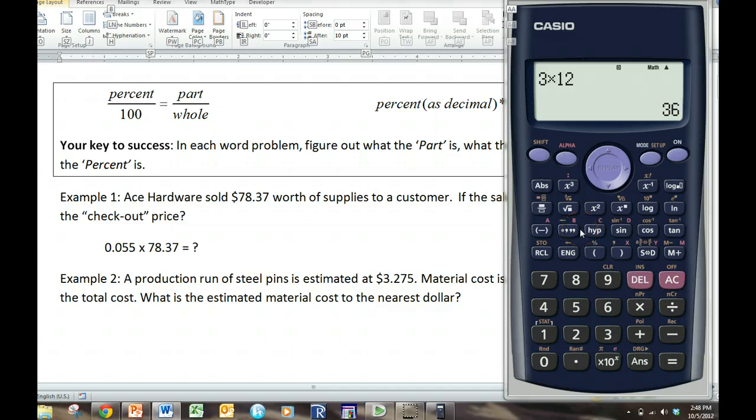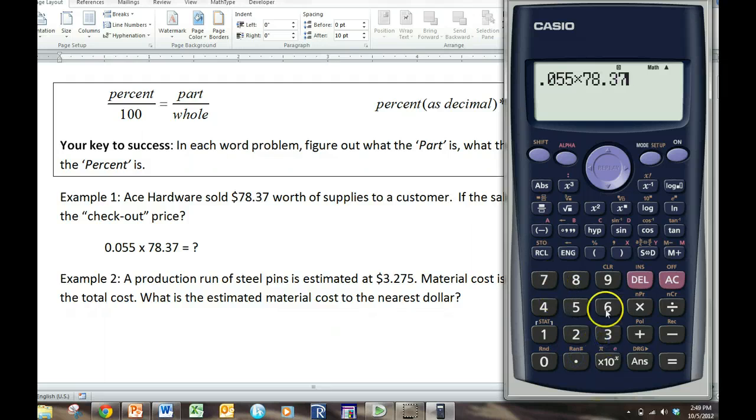Okay, well, my drawing tool decided to erase itself. So I just went in and typed in the numbers I had. 0.055 times 78.37. We're going to do that calculation. 0.055 times 78.37. And I get as an answer 4.31. So that means my question mark is equal to, this is money, so I'm going to round to the nearest penny, 4.31.